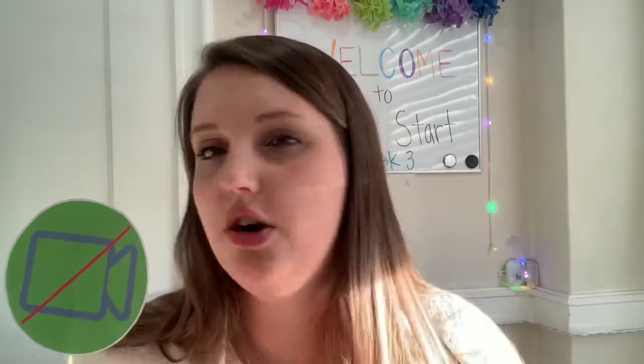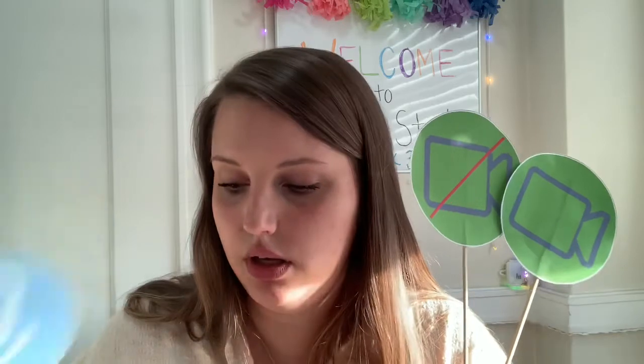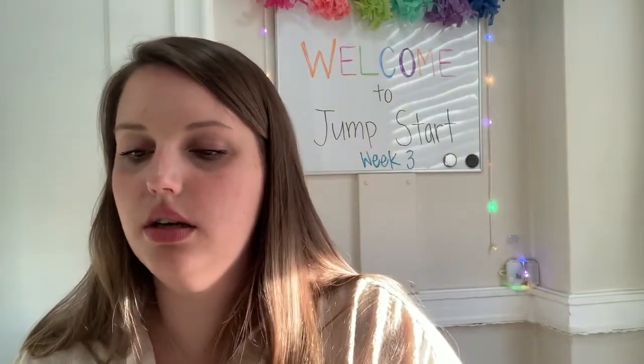When we have video off, we have the red line across the middle and no one can see our screen. So we have video on, video off. Make sure they're not twisted. There we go. We also have unmuted, and let's see if I can hold them all in one hand. Muted, unmuted, and muted. Now I want to show you what these look like on our devices.